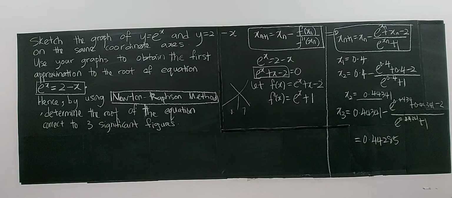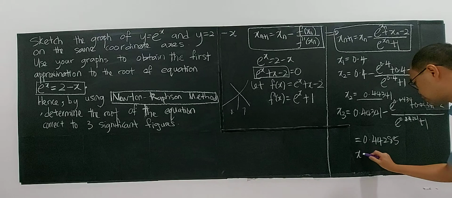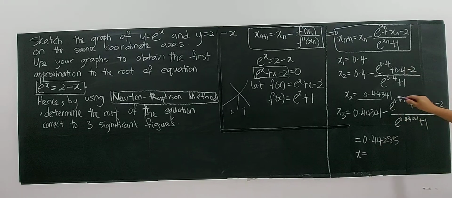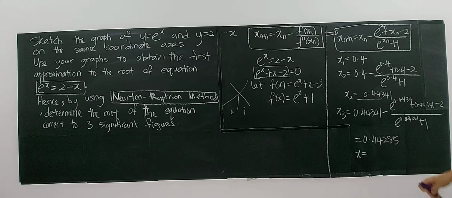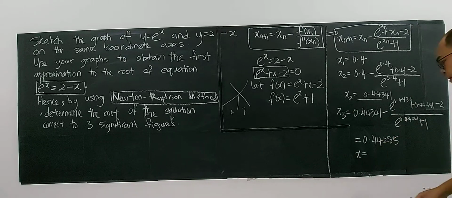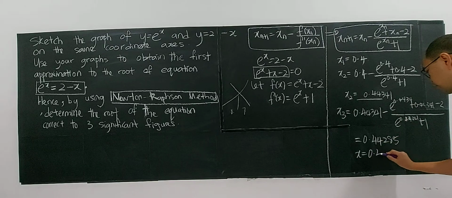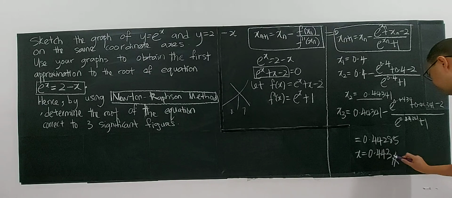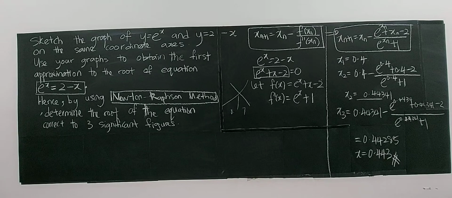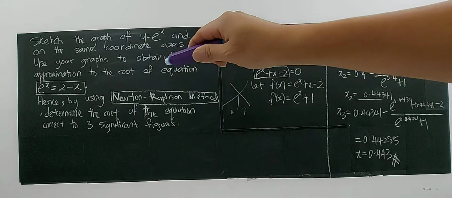I stop here because the value after I round off is 0.443, and this is also 0.443. So they already remain constant after rounding off. So the solution for this problem is 0.443. 0.443 will be the root of this equation.